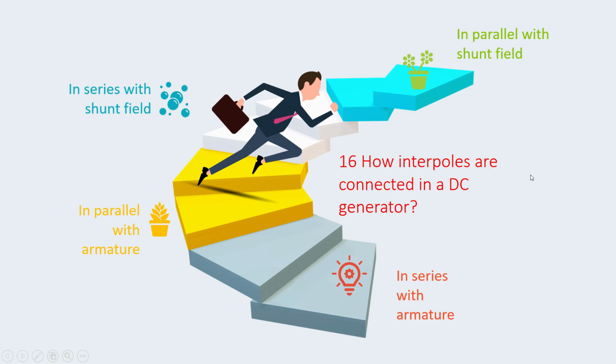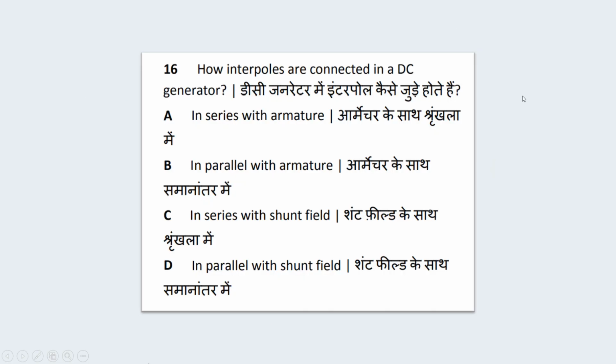How are interpoles connected in a DC generator? In series with the armature, in parallel with the armature, in series with the shunt field, in parallel with the shunt field. The answer is in series with the armature.